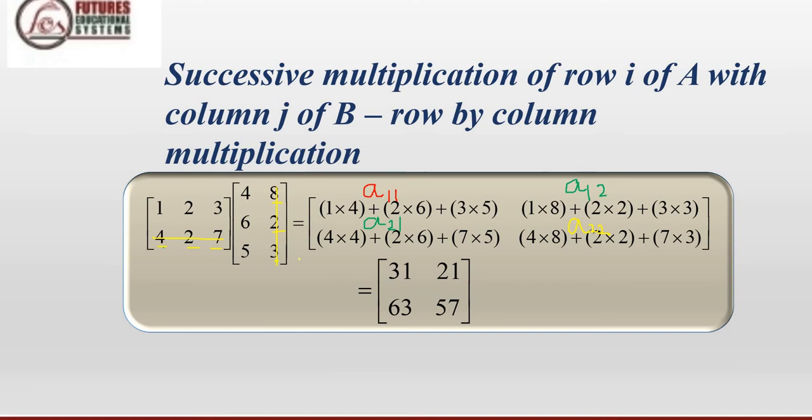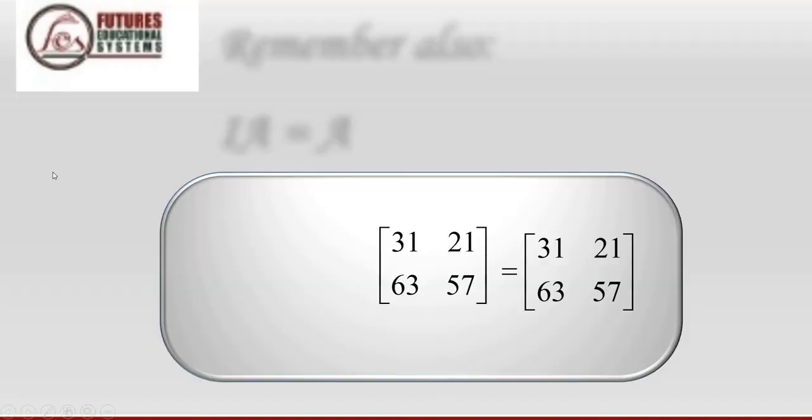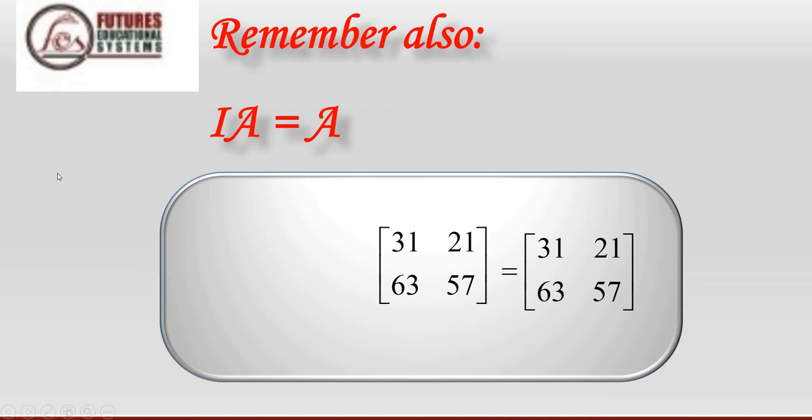This is the answer of the multiplication of two matrices. Remember also, the identity matrix multiplied by any matrix equals the same matrix. The identity matrix means the main diagonal equals 1 and all the remaining elements equal 0. If we multiply the first row and the first column, it gives me 31. The first row by the second column gives me 21, and so on. Note that it is the same matrix.